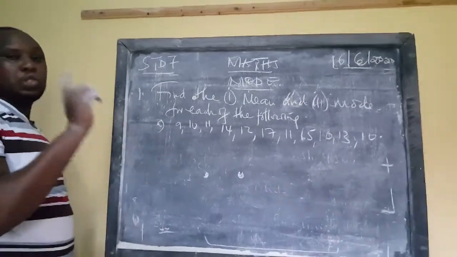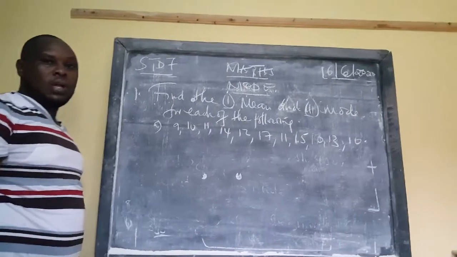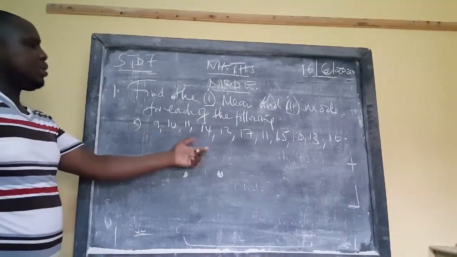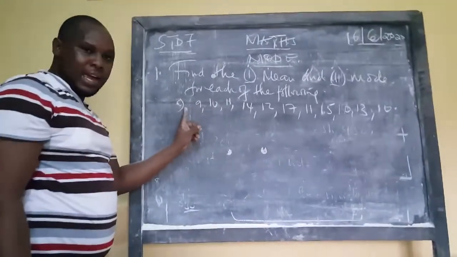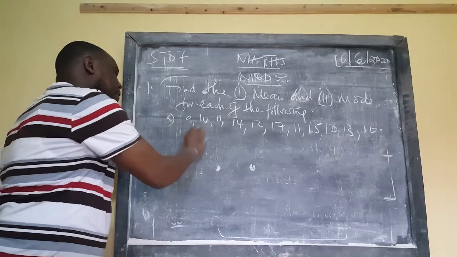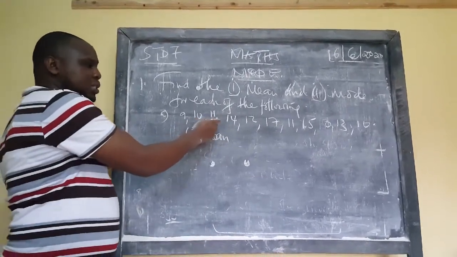I'm going to do A to show you what it means when you find 2 questions answered in one particular question. So number 1, there are 2 tasks that you are supposed to perform with this particular A. So A, you're going to find the mean first. So you write A, Roman 1, mean. So you are going to answer 2 questions in this particular question.